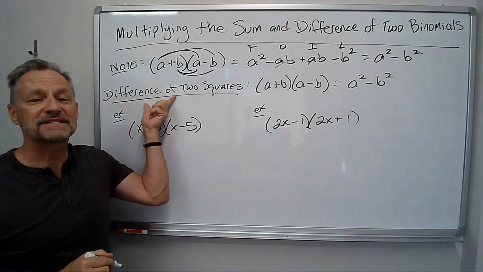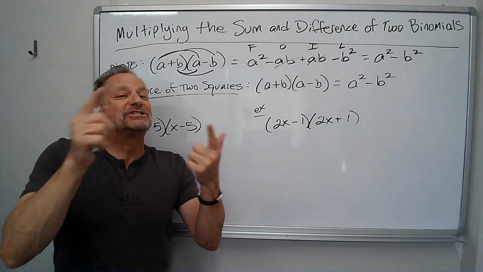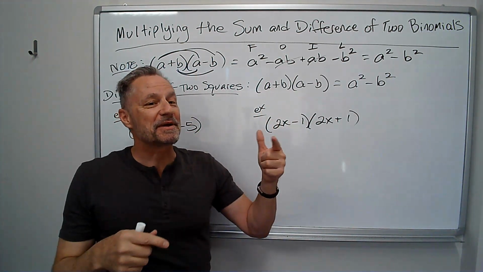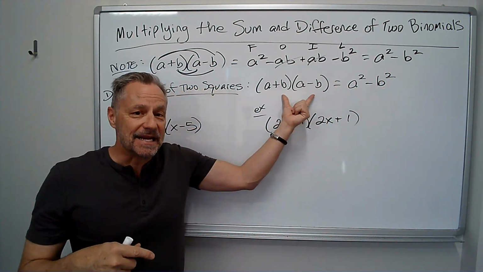We actually call this the difference of two squares. And this is something common. Next chapter, we're going to go backwards from multiplying. We're going to start here, we're going to end here.